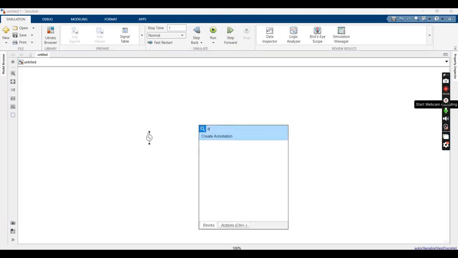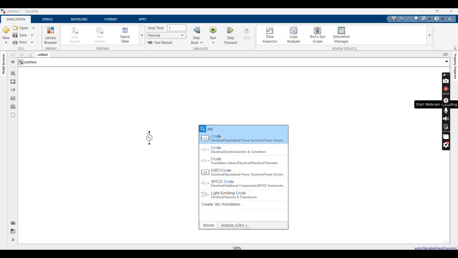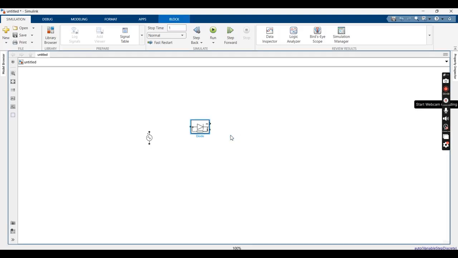Next, we need a diode. The diode is the heart of the rectifier. It allows current to flow in only one direction, blocking the negative half cycle. Later, we need a series RLC branch. Set this to resistive to act as your load.